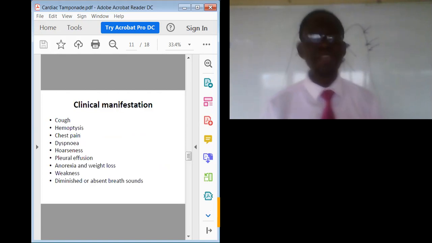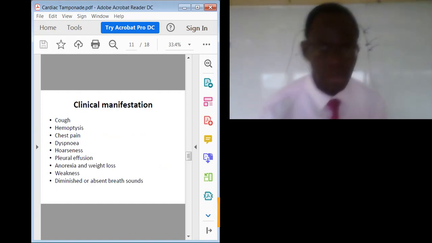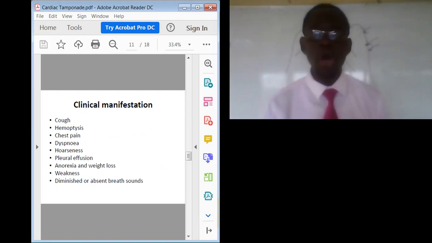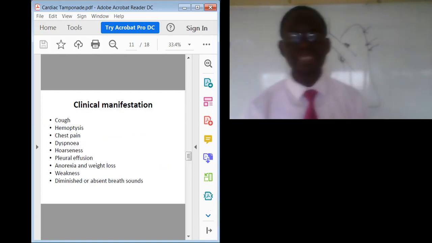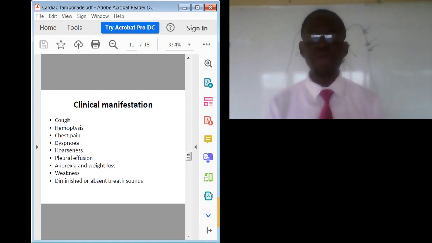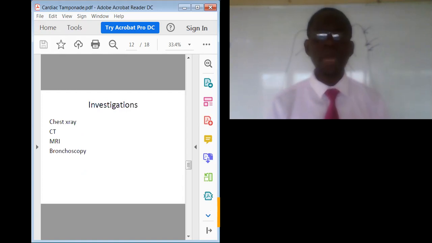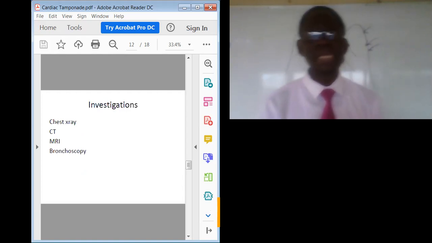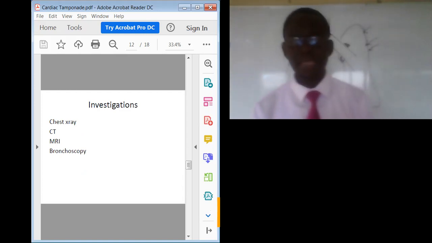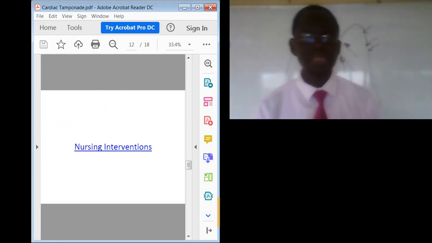What are the clinical manifestations of lung cancer? Things like cough. Hemoptysis is when you cough blood. Chest pain, dyspnea, hoarseness of voice, in other words, you have a hoarse voice. Pleural effusion, anorexia, weight loss, weakness, all these are manifestations of lung cancer. What investigations are done? We do chest X-ray, CT scan, MRI, and then bronchoscopy. These are done to know whether a patient is having lung cancer.